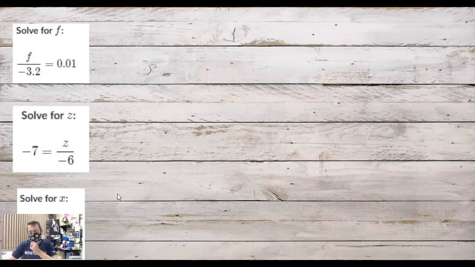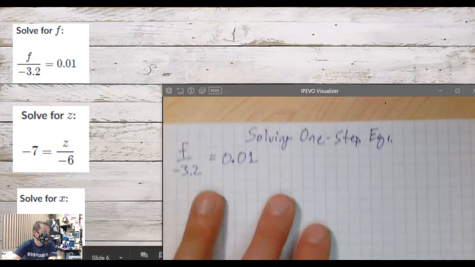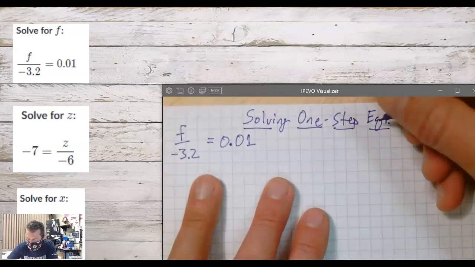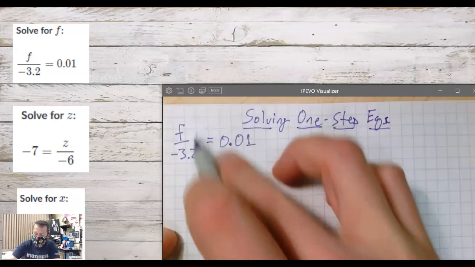As you know, another student was saying to me earlier, I find it hard to know what operation to use to solve these equations. So I'm actually going to give this a quick little header: solving one-step equations. I'm going to abbreviate equations with EQS. So here's my paper right now. I gave myself a little header, solving one-step equations, and this is the equation that we have.